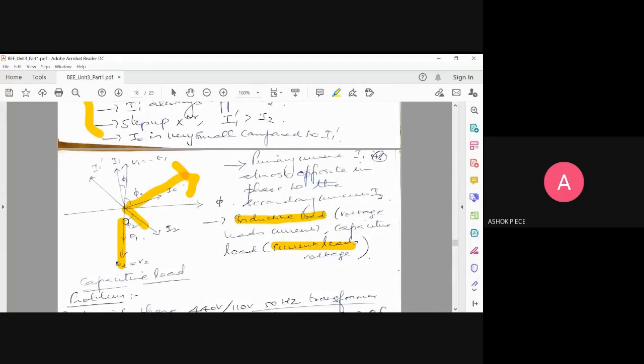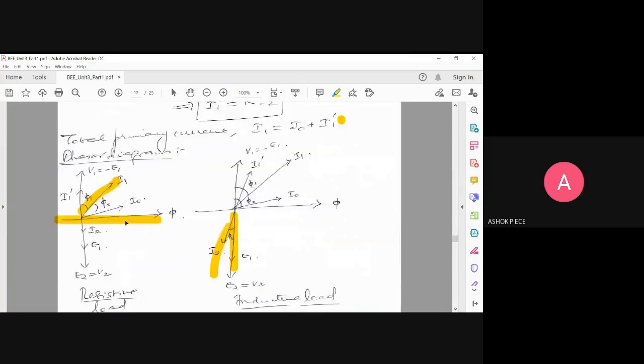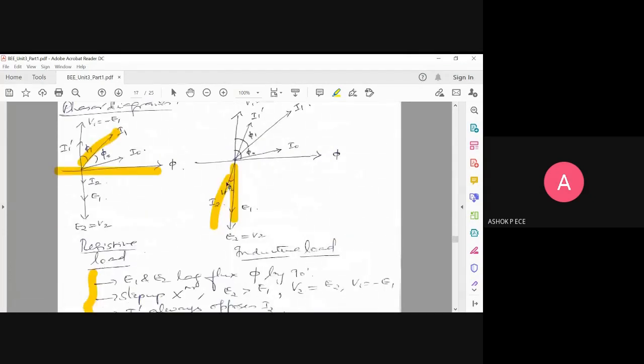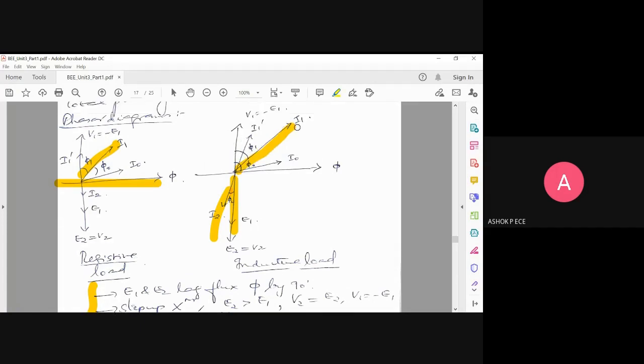In the same way for inductive load, if you see the reverse, in an inductor voltage is leading. So current will obviously be drawn after the voltage line. Diametrically opposite, you will draw I1 dash. And I0 is always like this. The resultant of I0 and I1 dash is I1, which is going to lie somewhere in the middle. Then mark the angles. Phi 1 is between V1 and I1. Phi 0 is between V1 and I0. Phi 2 is between I2 and V2.